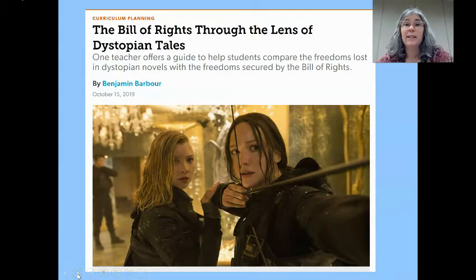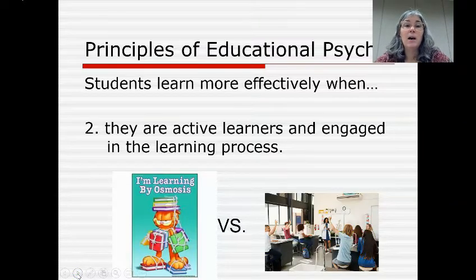Well, this is why teachers should make connections to even pop culture. So here's an example of a teacher who can make a connection between the Bill of Rights and the Hunger Games. And in doing so, it makes that information stick. All right, so principle number 2. Students learn more effectively when they are active in the learning process. So when they are actively engaged.